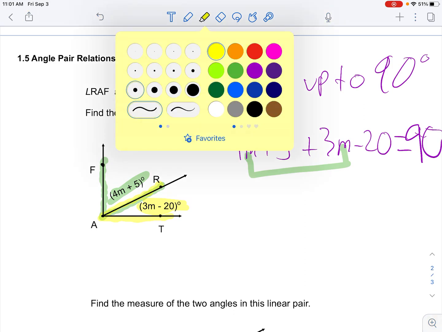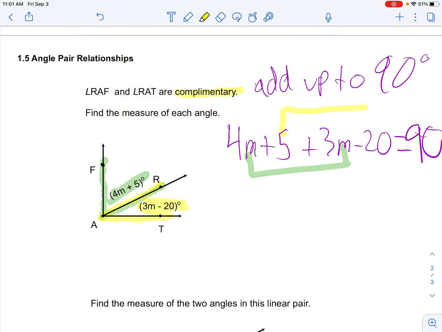Now this time we actually have two pairs of like terms, right? I've got m's and I also have constants, which are just plain old numbers, no variables. So 4m plus 3m is 7m. 5 take away 20, 5 subtract 20 is negative 15, or subtract 15.